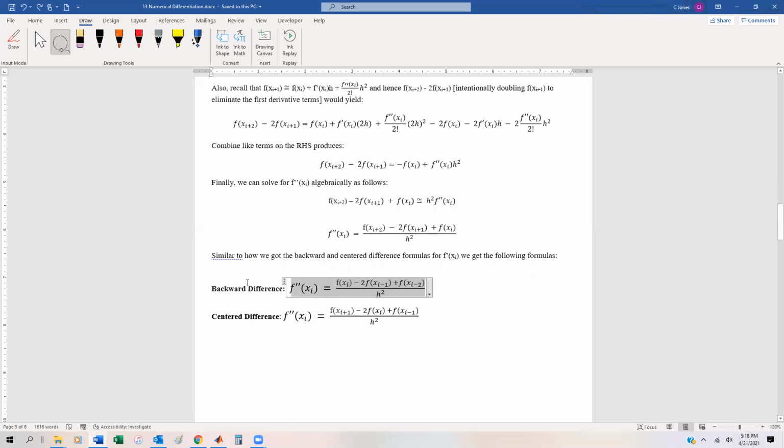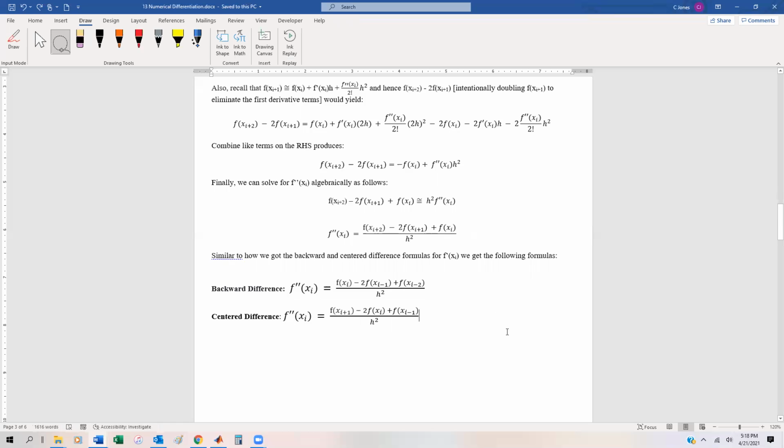Just like we did for the forward difference in the first derivative, we could do the exact same thing for the backwards difference. And so what we could do is just subtract 2 from each of these indices, and we end up with f x of i minus 2, f x of i minus 1, plus f x of i minus 2. And remember, these are the number of steps that we're going back, and h is your step.